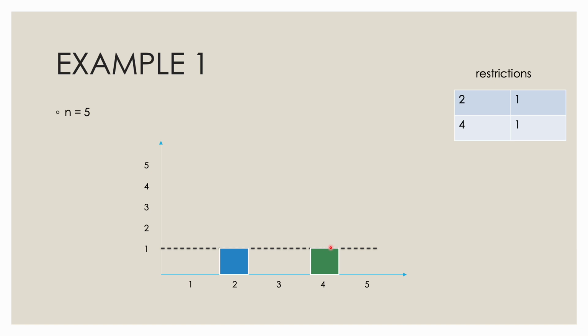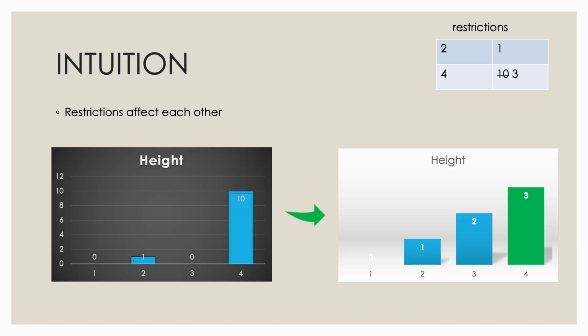This does not necessarily mean that my building 2 and building 4 would exactly need to have the exact values written here. It just means that my building 2 height should be less than or equal to 1. Same for building 4. So now we are moving on to the intuition of the problem.